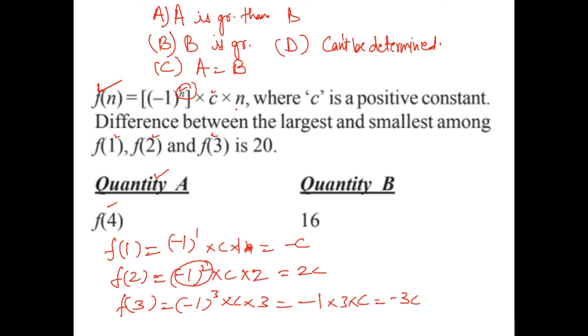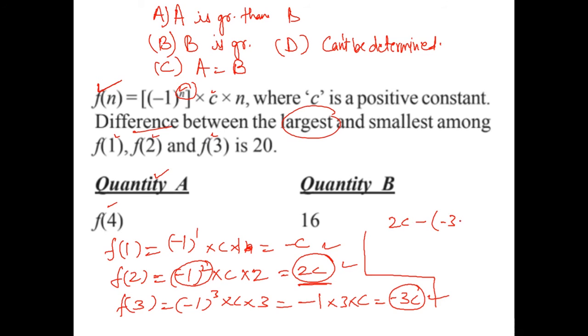And the question says the difference between the largest and the smallest. Out of these three values, which one is the largest? Naturally, the positive number, 2c, would be the largest. And which one would be the smallest? Minus 3c would be the smallest. So the difference would be largest minus smallest, 2c minus minus 3c, which is equal to 20.